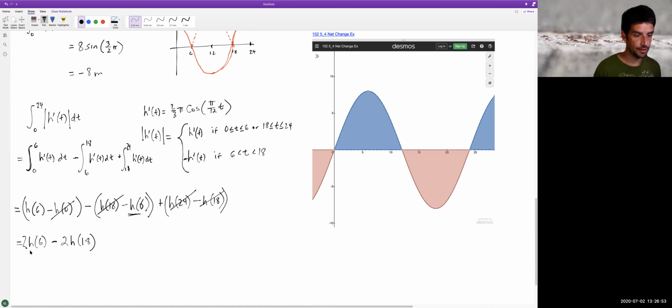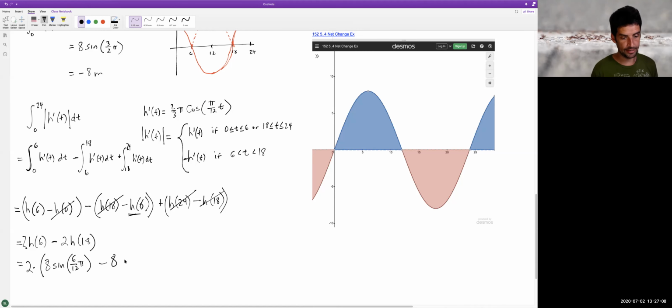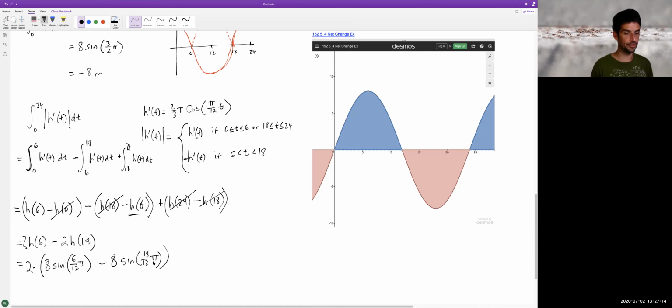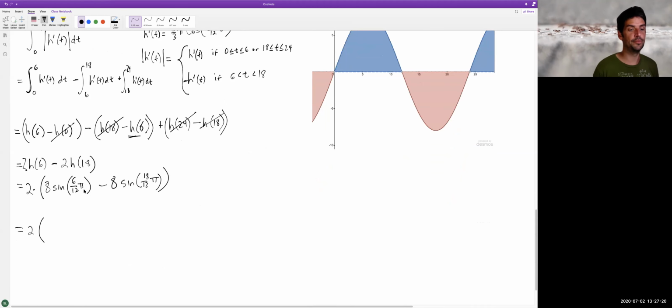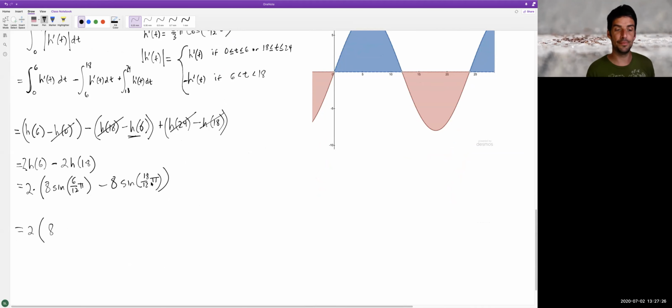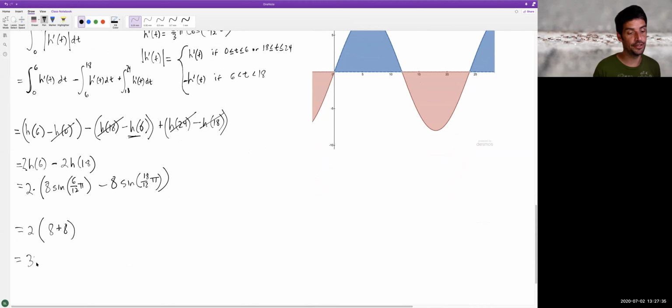And when we compute this, we get 2 times h of 6, which is 8 sine of 6/12 pi, minus 8 sine of 18/12 pi. Oh, we did that one already too, I forgot. And what do we get here? 2 times, so 6/12 pi is pi over 2, sine of pi over 2 is 1, so I get 8. Sine of 18/12 pi, or 3/2 pi, is negative 1, so I get positive 8. So I get 8 plus 8 is 16, times 2 is 32.